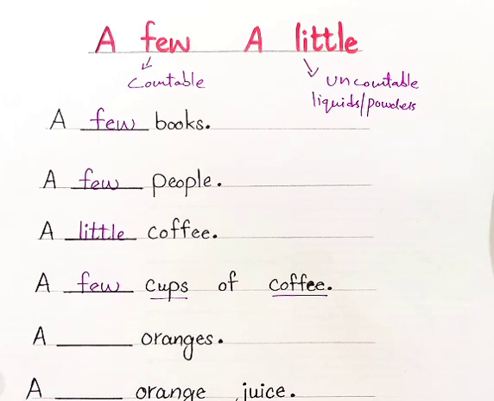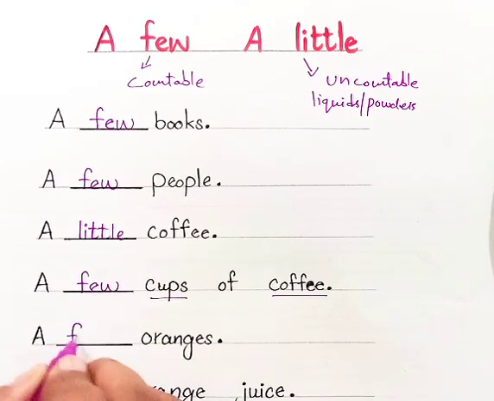Next one, a blank oranges. Oranges, as we know, we can count the oranges. Oranges are countable nouns. So we will write here few.